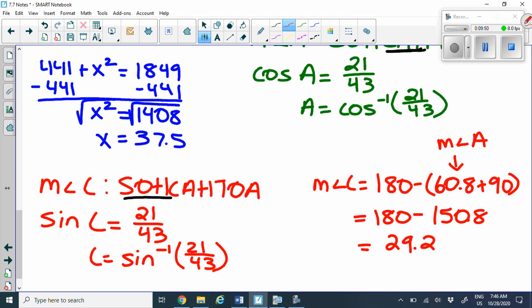Yes. So with this measure of angle C, you have multiple ways of solving. And that's going to be kind of true once you get some of these sides or angles down. You might have multiple ways of solving.